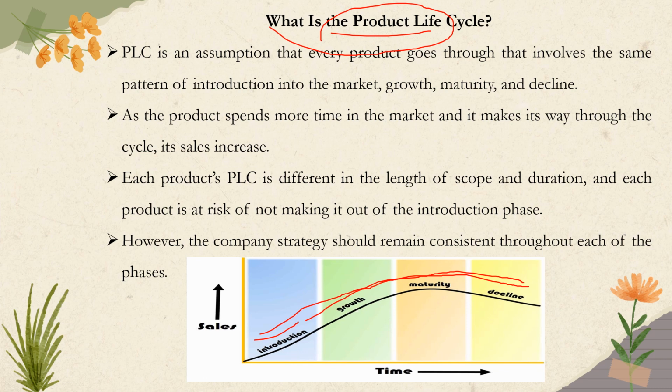As the product spends more and more time in the market and makes its way through the cycle, its sales increase. Growth is where there should be a steep increase. After that, it will remain stable in maturity. By the end of maturity, it will start declining. Every product's PLC is different in length of scope and duration, and each product is at risk of not making it out of the introduction phase. However, company strategy should remain consistent throughout each of the phases.